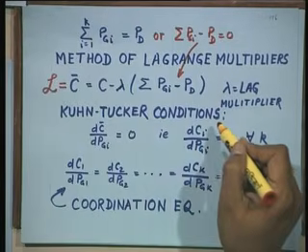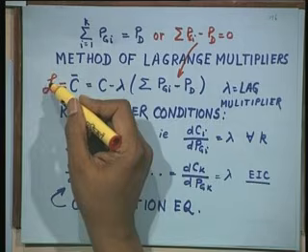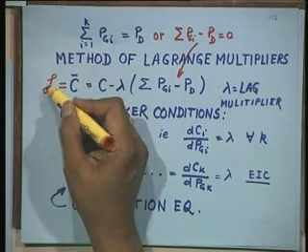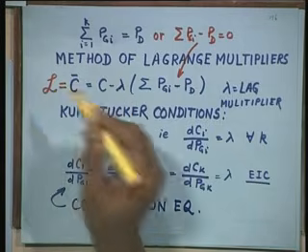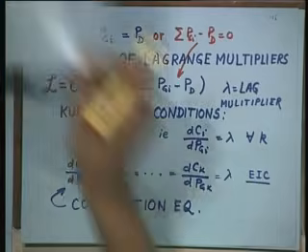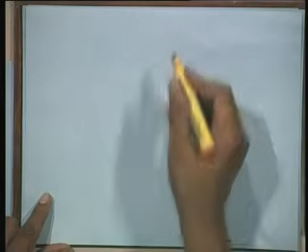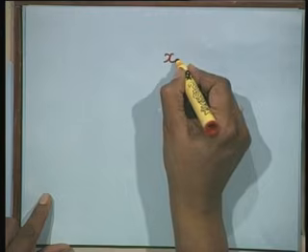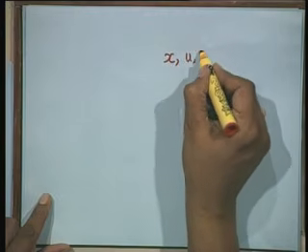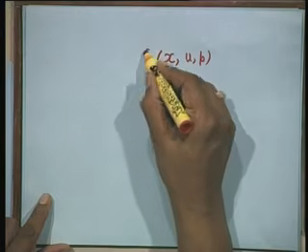Kuhn-Tucker condition says that this Lagrangian, with respect to all, then I have to give here, is a function of x, u, p.